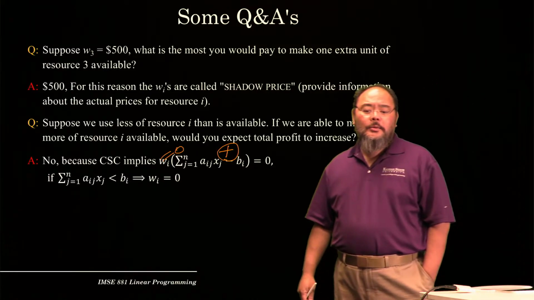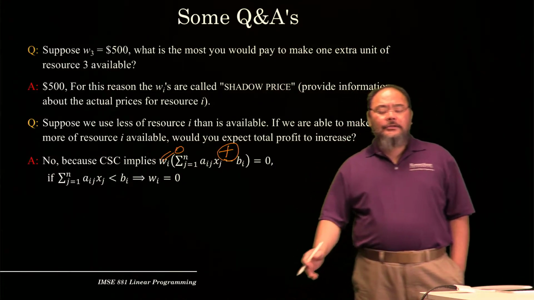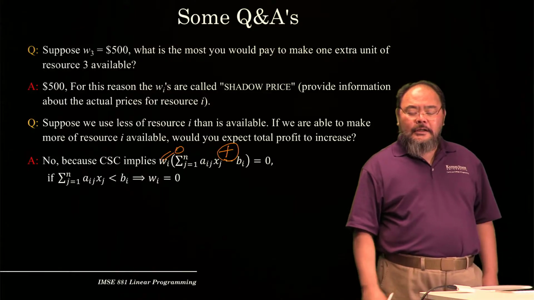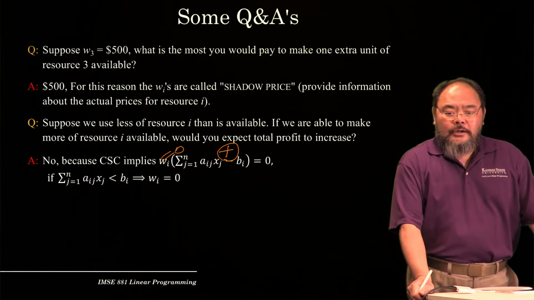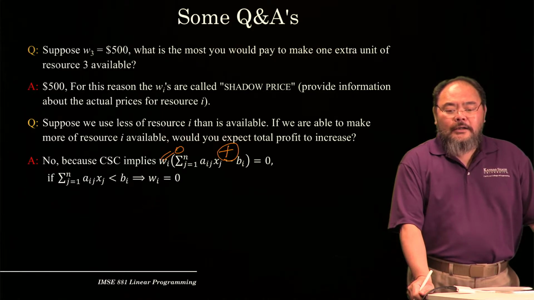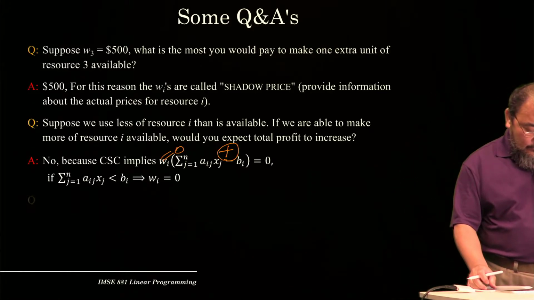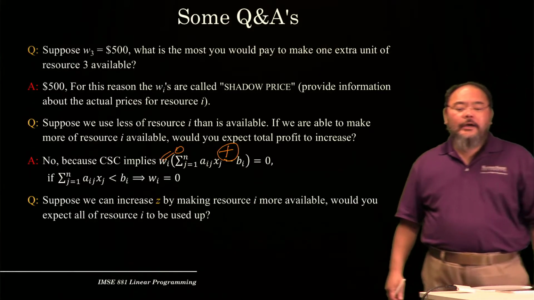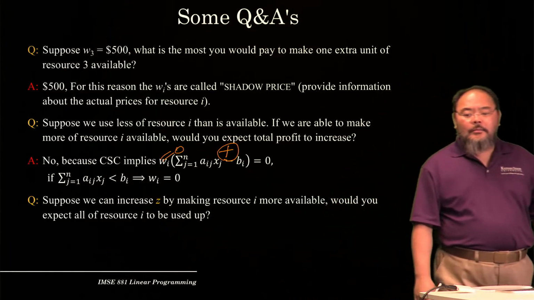Remember, the dual variable times the primal constraint equals 0. If it's not used up, meaning this constraint is not tight, we have more resources available, so I'm not willing to pay any more money for this resource 3. So that's the conclusion. Supposedly we can increase Z by making resource i more available.